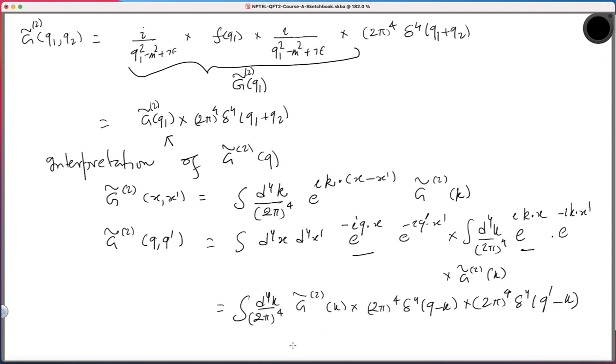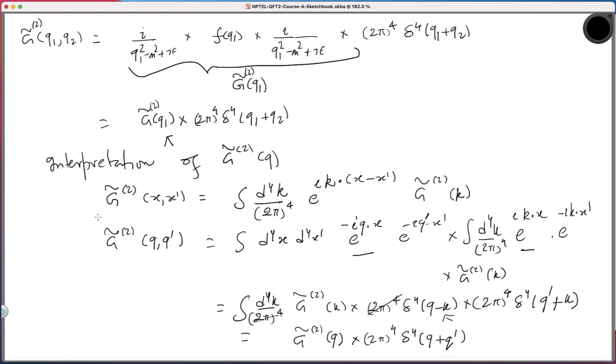Now, no, there is something wrong. q dot x, k dot x. So there is a relative sign, so fine. Here, k minus q prime. So it should be a plus. Okay. Now let's do the integral over k and utilize this delta function. 2 pi to the 4 cancels here and there, and you get g tilde 2 of k. Sorry, not k, because k should be forced to become q. So g tilde 2 of q. And this should give 2 pi to the 4 delta 4 of q plus q prime.